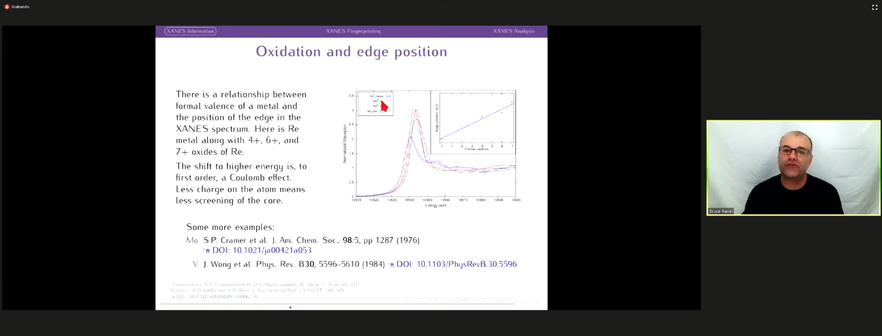We've talked about this already, but I wanted to show you another example. This is for rhenium metal. And again, you see this shift in energy from metal through, in the case of rhenium, 4+, 6+, and 7+. If you somehow quantify where these edges happen, for pretty much every element of the periodic table, you can make lines like this. And so if you have an unknown material, you can plop it down on that line and say, oh, my unknown material probably has this valence state.